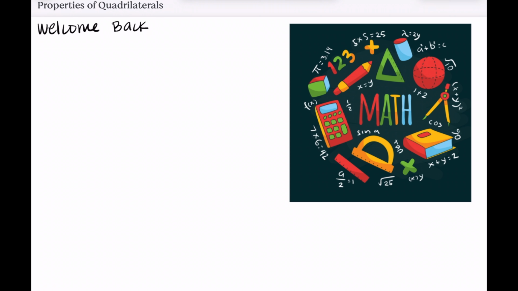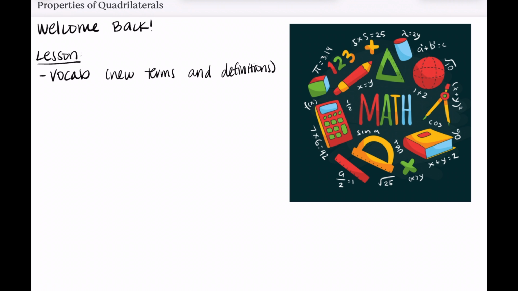In today's lesson, we're going to go over the properties of quadrilaterals. This is kind of piggybacking off of the last video we did. The last video was classifying two-dimensional shapes. We went over the different types of quadrilaterals and what determines a polygon versus not a polygon. So I would definitely recommend watching that video prior to this one.